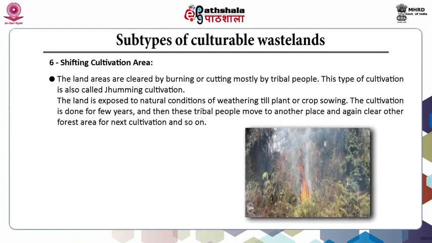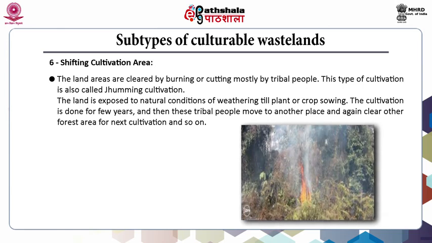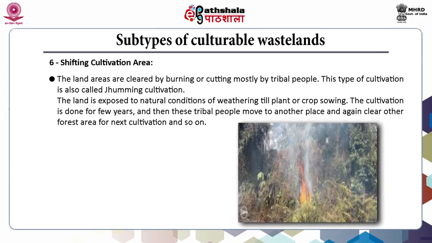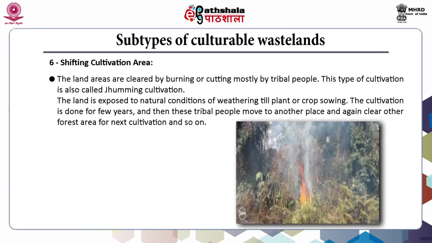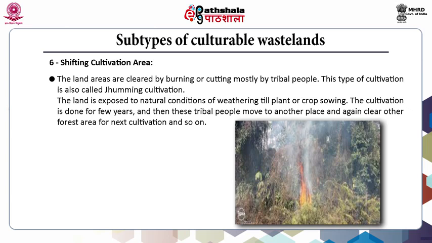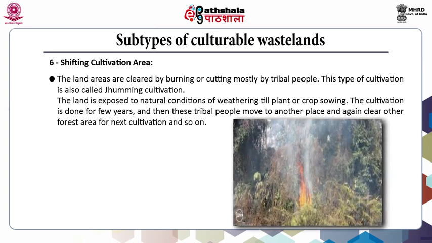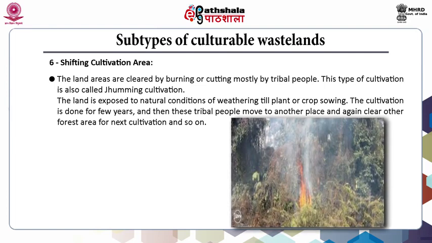This type of cultivation is also called jhum cultivation or jhuming cultivation. The land is exposed to natural conditions of weathering till plant or crop sowing. The cultivation is done for a few years and then these tribal people move to another place, again clearing the forest area for the next cultivation, and so on. This practice may lead to the formation of wastelands.